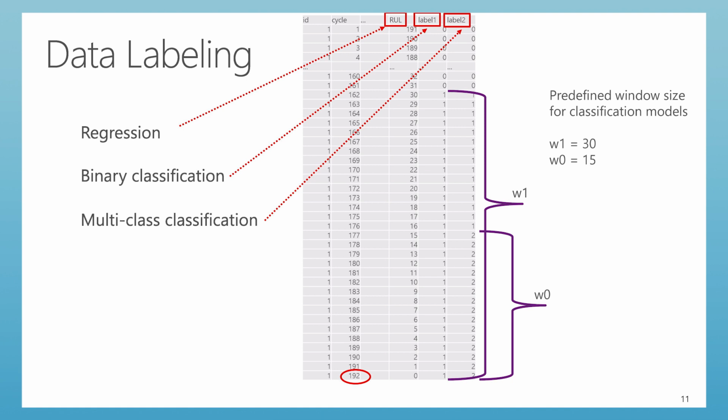And then for a classification problem, we have to define the window size beforehand. This is a manual process. We have to decide what window size we want to have for this case.